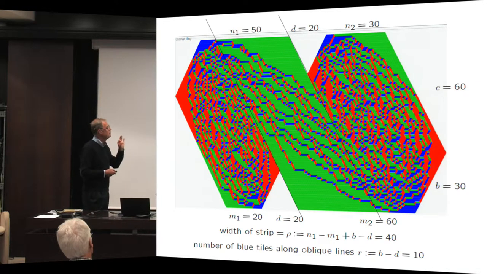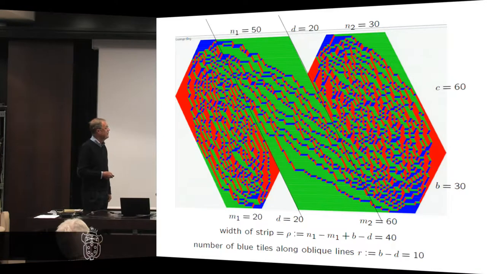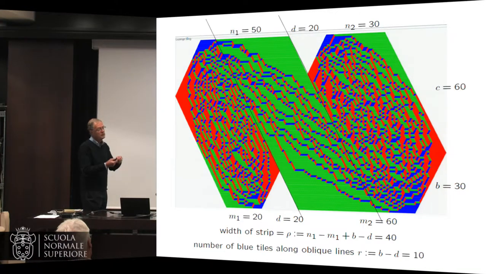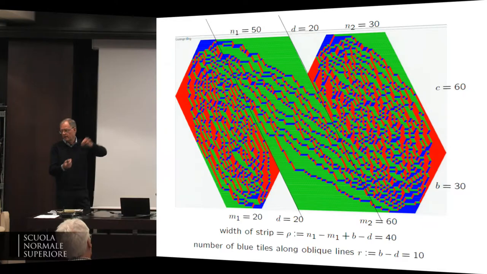Let me immediately say what we are really interested in. We are really interested in the statistics. Suppose you draw a line here, you would count the number of blue tiles along that line. They would be exactly equal to 10. That's understandable, since you have 10 such paths. But you would like to know what the statistics of that are along that line when the whole picture blows up.